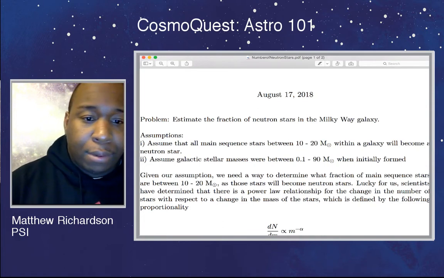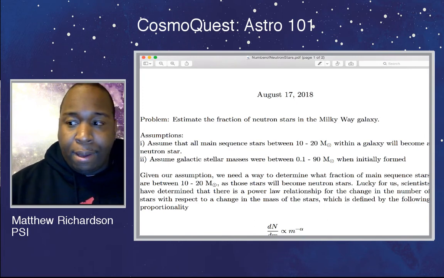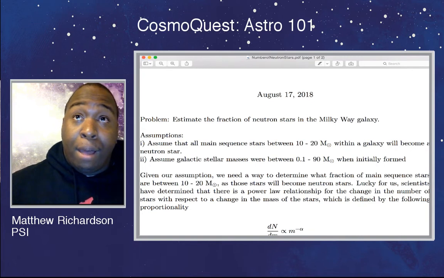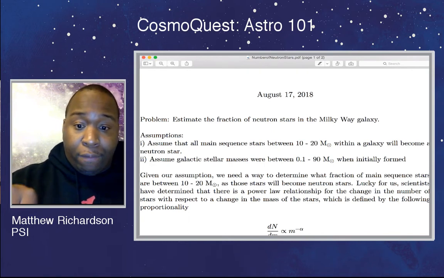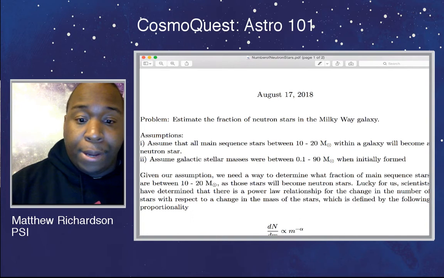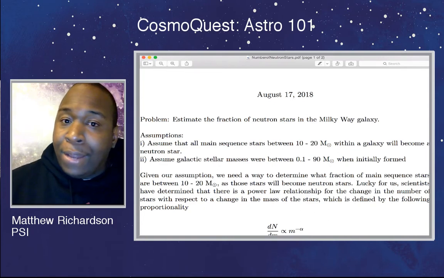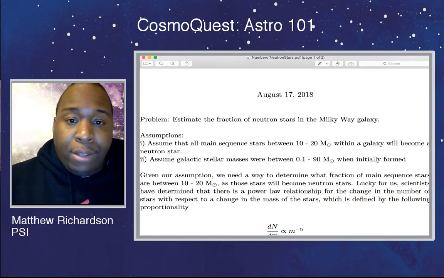Note that the calculation, even though I'm not stating it here, does not take into consideration the production of new neutron stars after the initial production of stars within our galaxy. The way I went about doing this is I'm using what's known as an initial mass function, which basically, given some initial mass for some region of space, you can use that mass to determine the number of stars that you would be able to produce within a given mass range or bin.